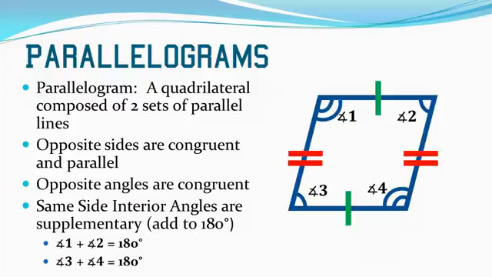3 and 4 will add up to 180 degrees. 1 and 3, 180 degrees. 2 and 4, 180 degrees. So this is just another way to help you find an unknown angle. So in the case of a parallelogram, you can find all four of your angles if you just know one angle.